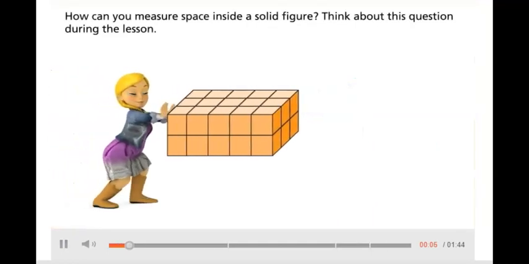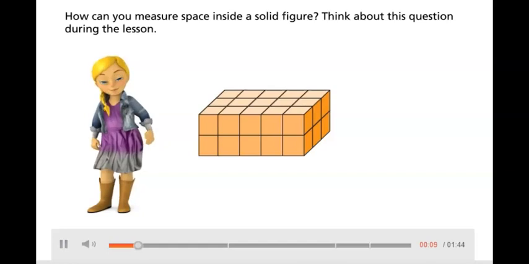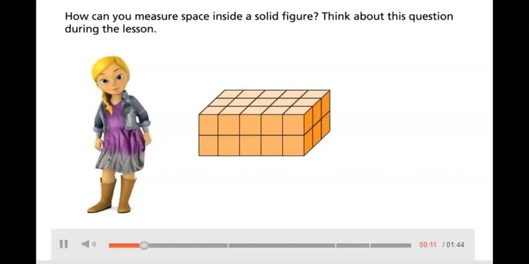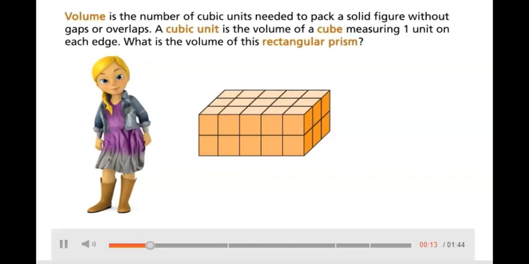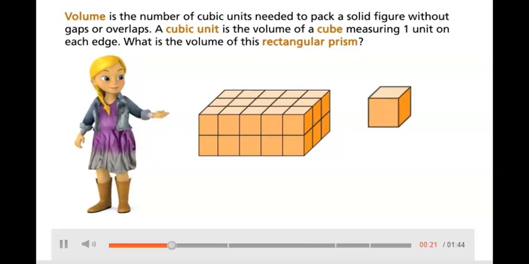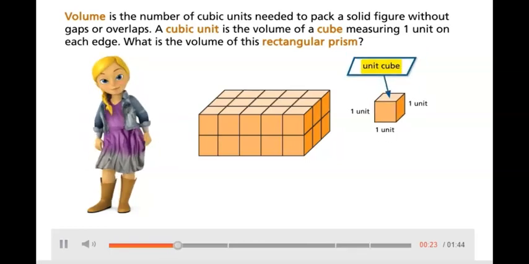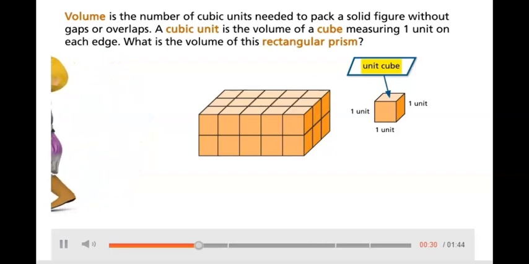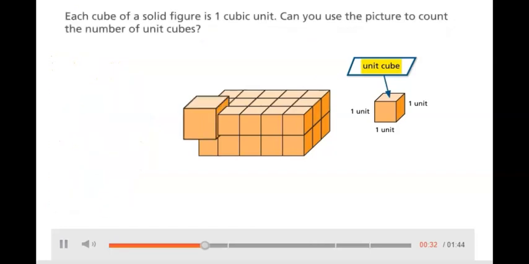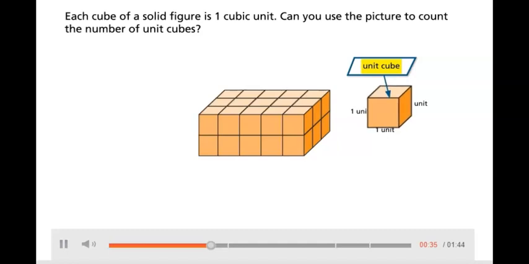How can you measure space inside a solid figure? Think about this question during the lesson. Volume is the number of cubic units needed to pack a solid figure without gaps or overlaps. A cubic unit is the volume of a cube measuring 1 unit on each edge. What is the volume of this rectangular prism? Each cube of a solid figure is 1 cubic unit. Can you use the picture to count the number of unit cubes?